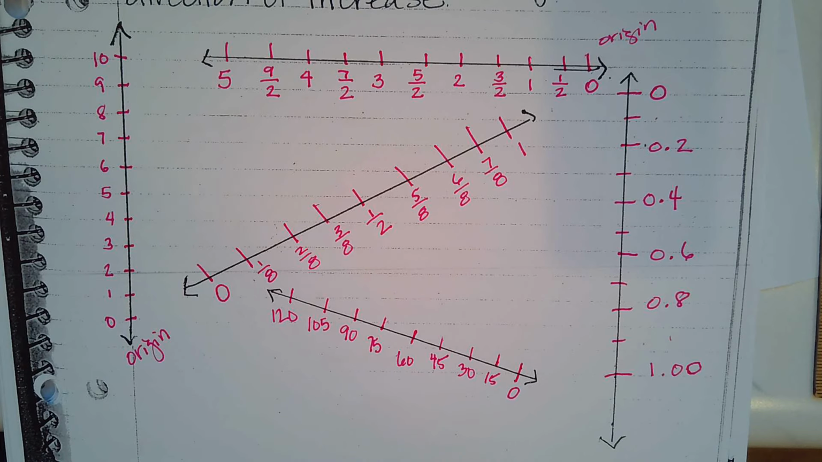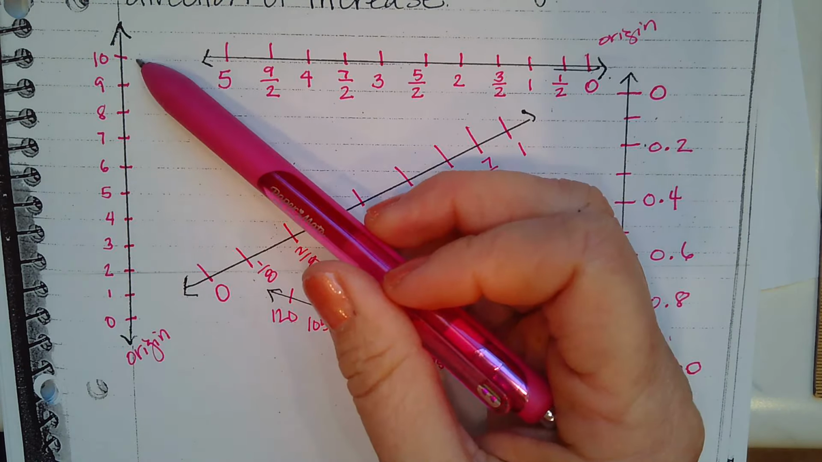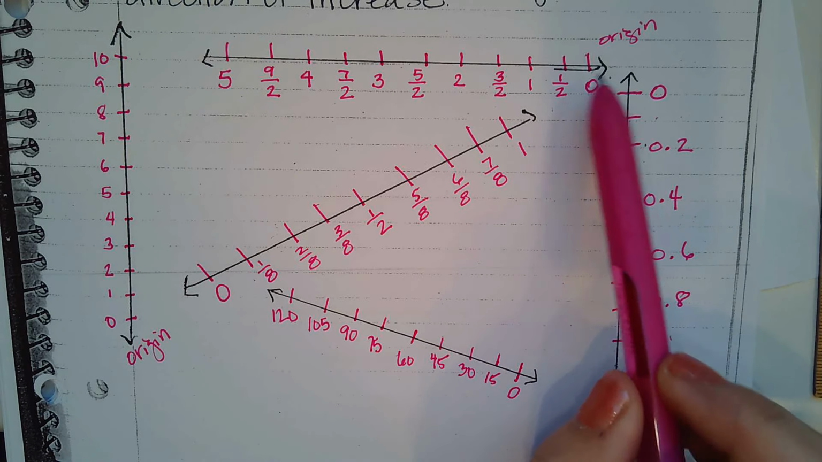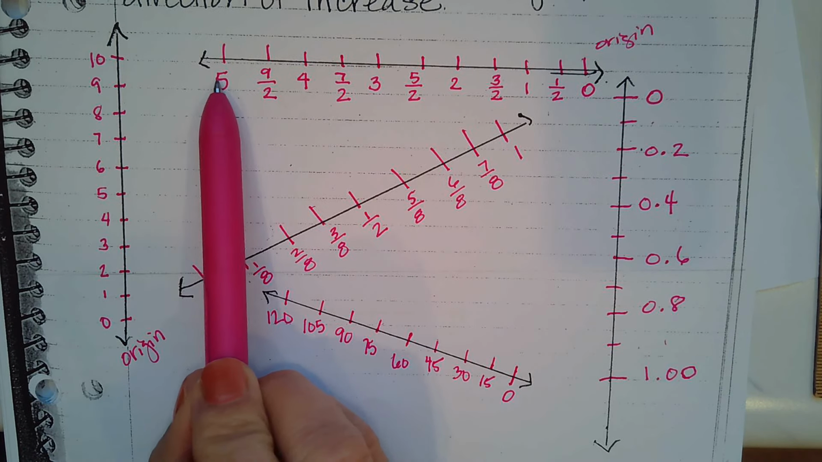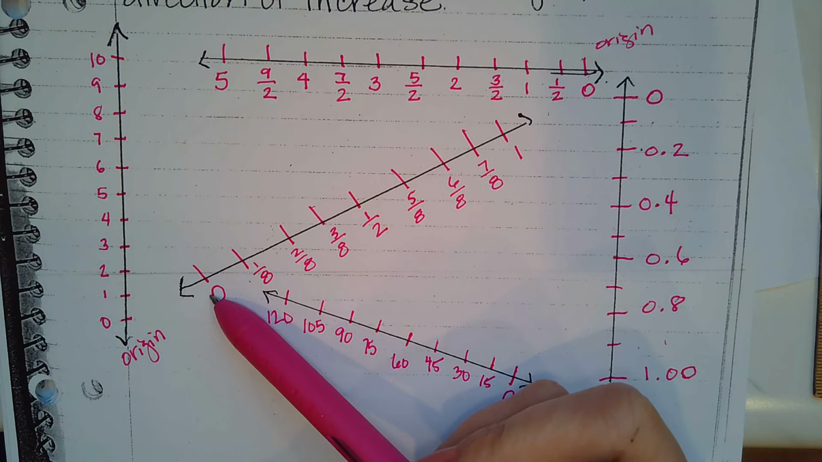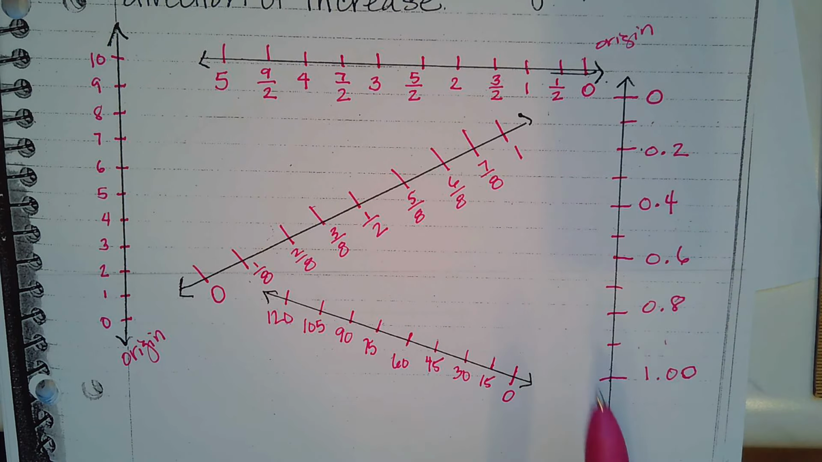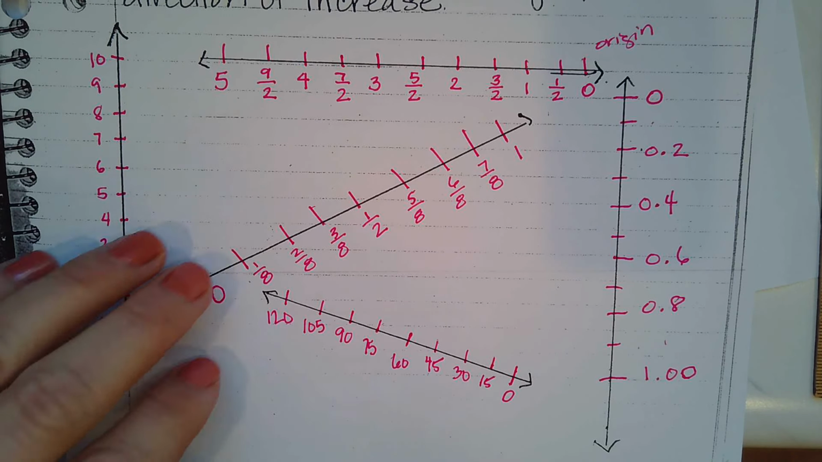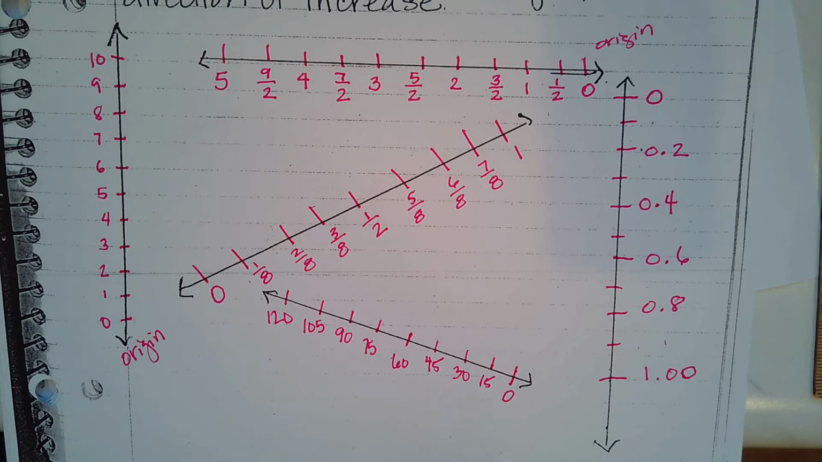So we just got done creating number lines, and we chose the length, where the origin was, and the direction of increase. So we increased going downward here. We increased going upward here. We increased going from here, starting here, increasing in this direction. We started here and increased in this direction. We started here and increased in this direction. As long as your number line is labeled correctly, that is perfectly fine.